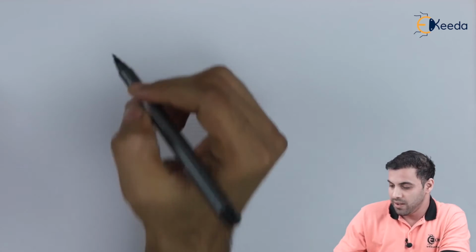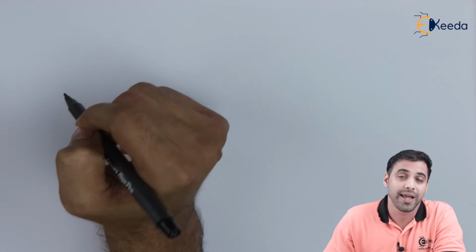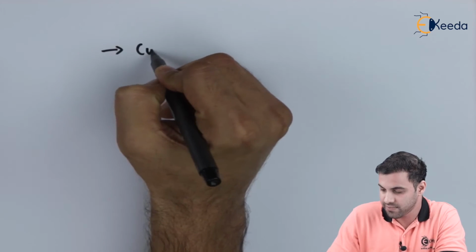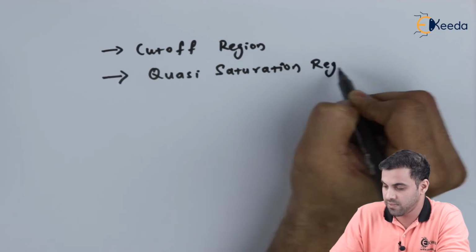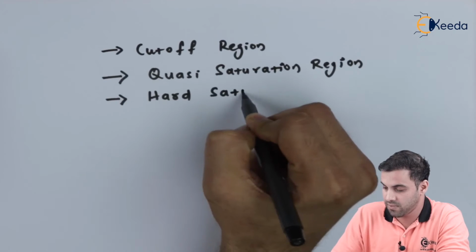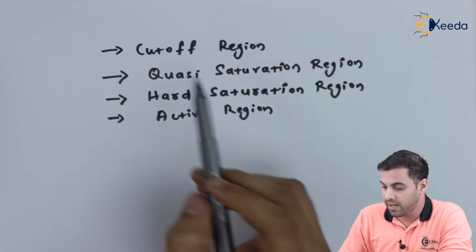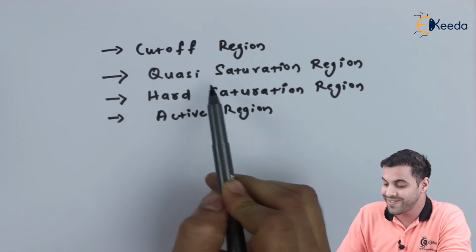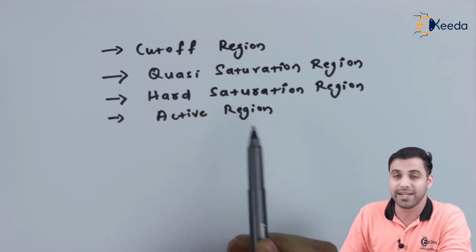Now, let's discuss how it is operated, or the basic operating principle of a power bipolar junction transistor. So friends, a power bipolar junction transistor can be operated in four regions. They are number one, cutoff region, number two, quasi saturation region, number three, hard saturation region, and number four, active region.